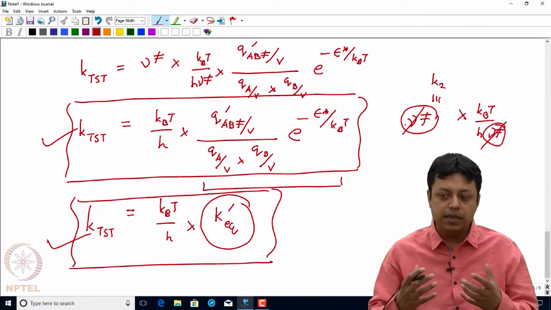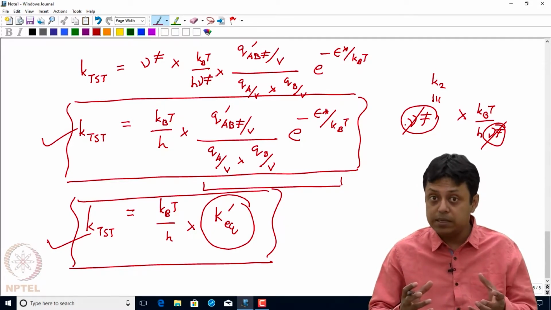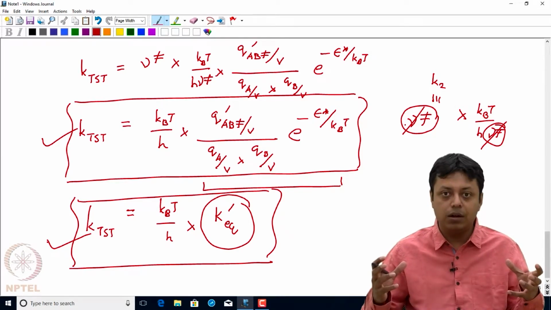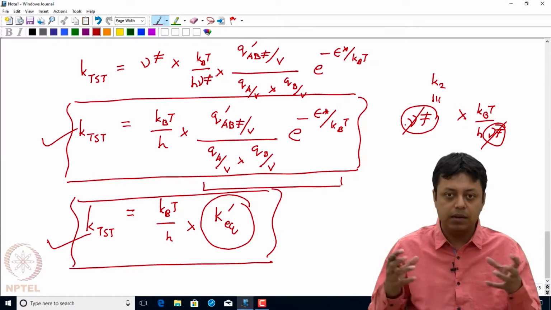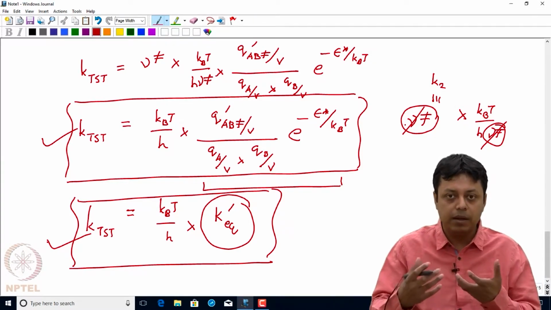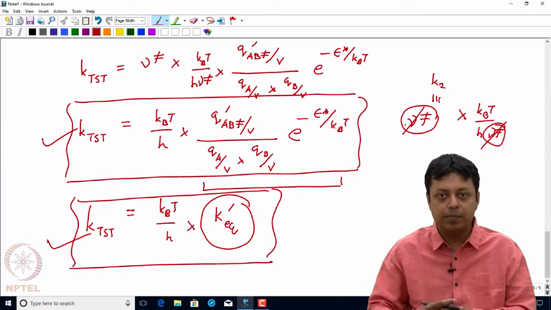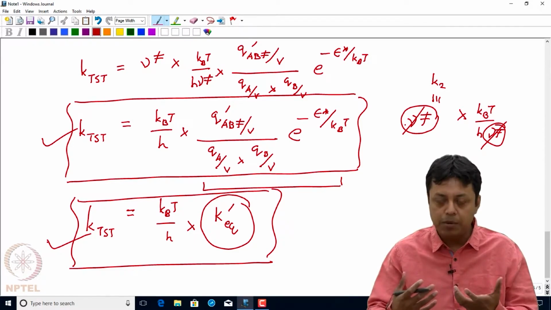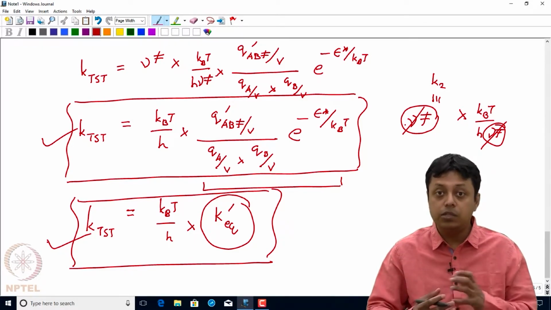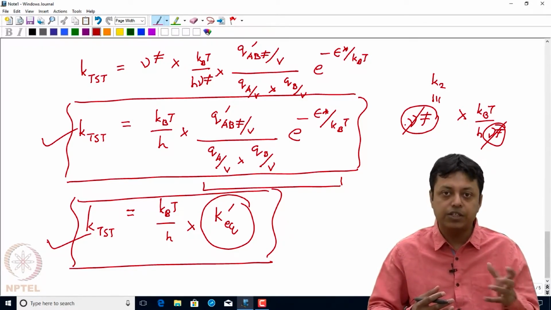Secondly, as you see here, there is no dynamics here, because we did not consider any dynamics, that the molecules are colliding and they are forming some activated complex and then it is reacting. It is very different from the approach that we used for bimolecular reactions.